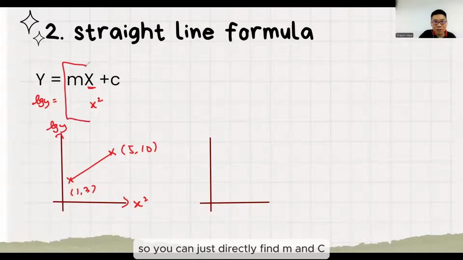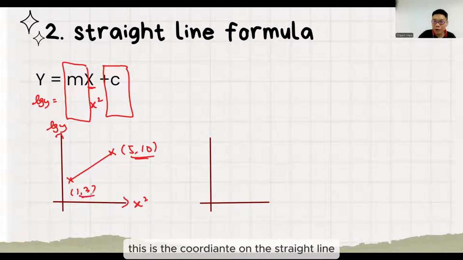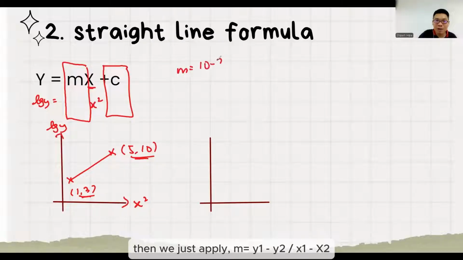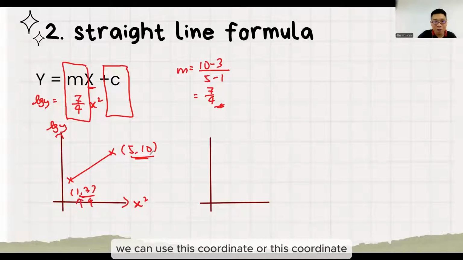So you can just directly find M and C. How to find the gradient if they already tell you the coordinates on the straight line? We just apply M equals y minus y over x minus x. So we know here it's 7/4. And how to find C? We can use this coordinate or this coordinate.